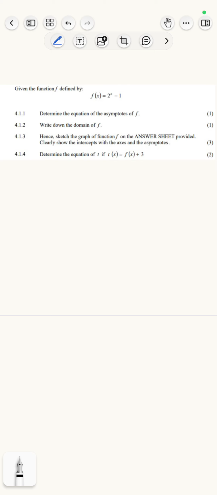Okay, back with some quick math. This is question 4, Cell Technical Math, June paper 2024, paper 1. Right, so this is your function question, and over here we have an exponential function.